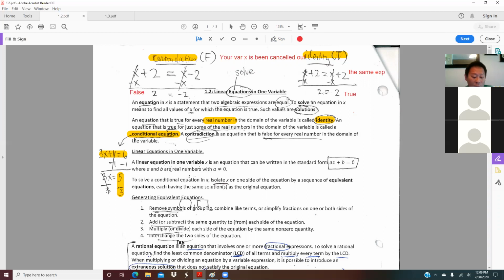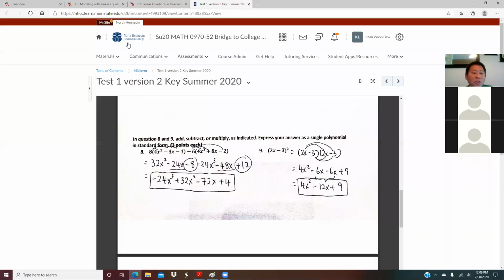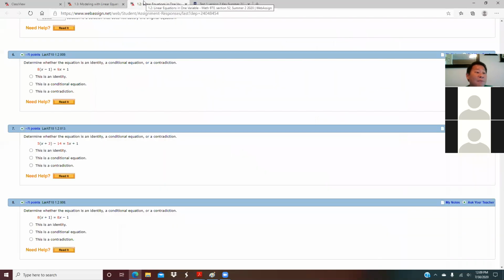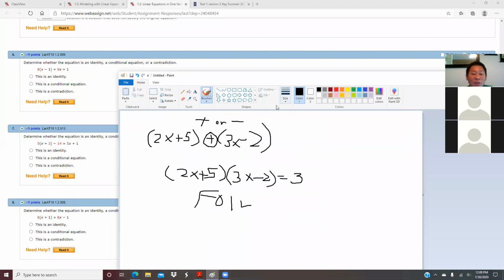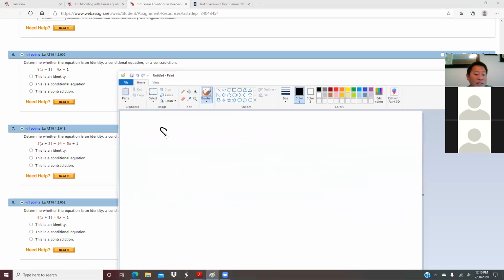So when you look at your homework, the first few questions on your homework are asking about that. Like this, they will ask you, is this an identity, a conditional equation, or a contradiction? So how we do this kind of question is you try to solve it, okay? You try to solve it. So what we do here is we try to solve this number 6 here.